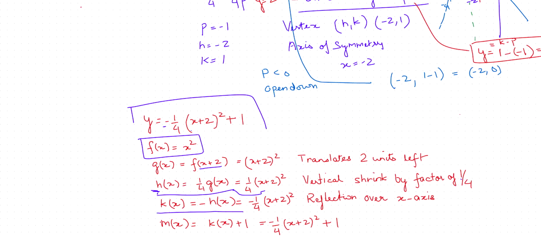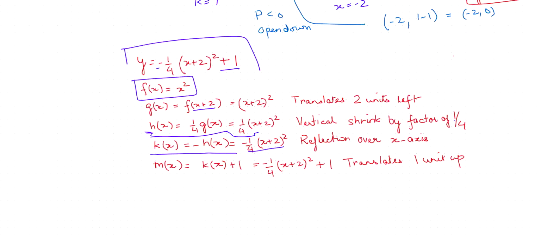Now next is this plus 1. So we got k(x) as this. Now this translates 1 unit up. So the transformations taking place here when the parent function is x squared: it moves 2 units left first, then a vertical shrink by a factor of 1/4, then a reflection over the x-axis, and then it translates 1 unit up.